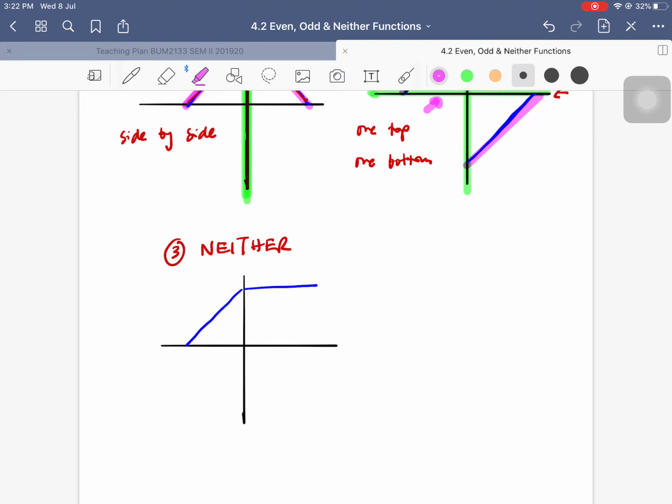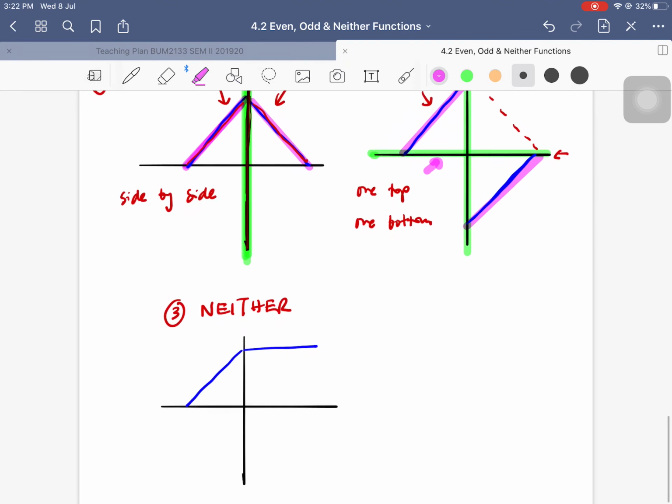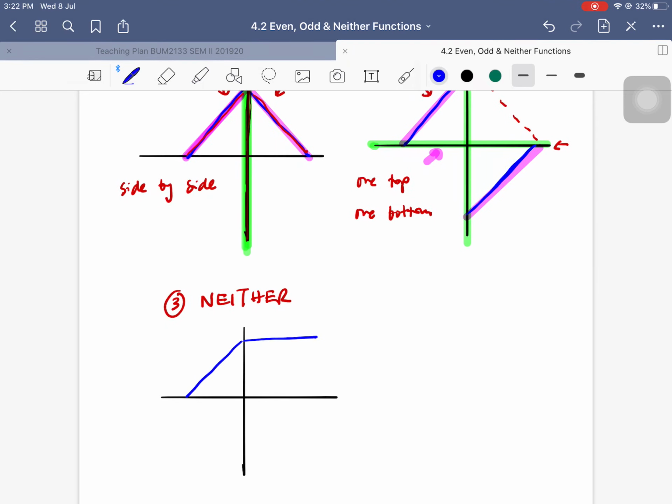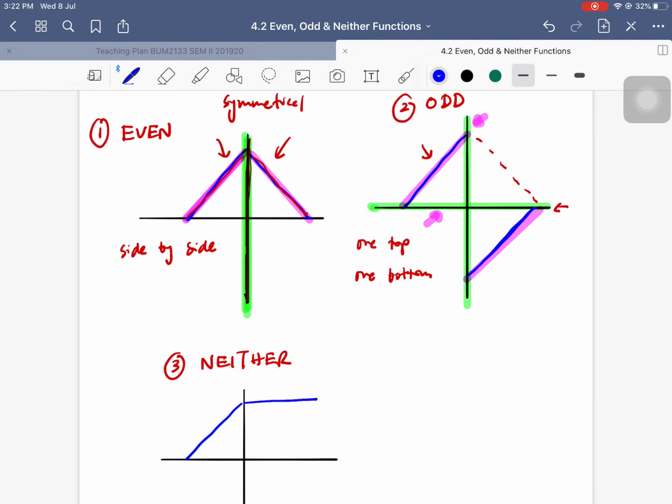And the neither function is a special one, and even in terms of the calculation, it's going to be more complicated than even and odd. When you have a neither function, it doesn't show any characteristic of being even or odd. So let's prove here that it is not even and it is also not odd, and only then do we know that it's going to fall into the neither category.